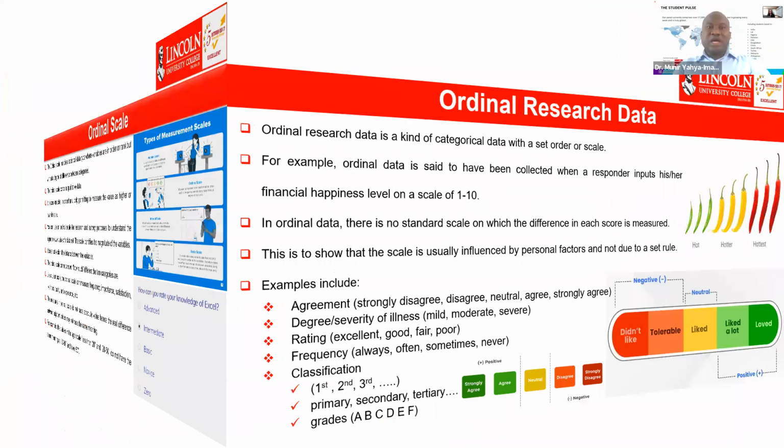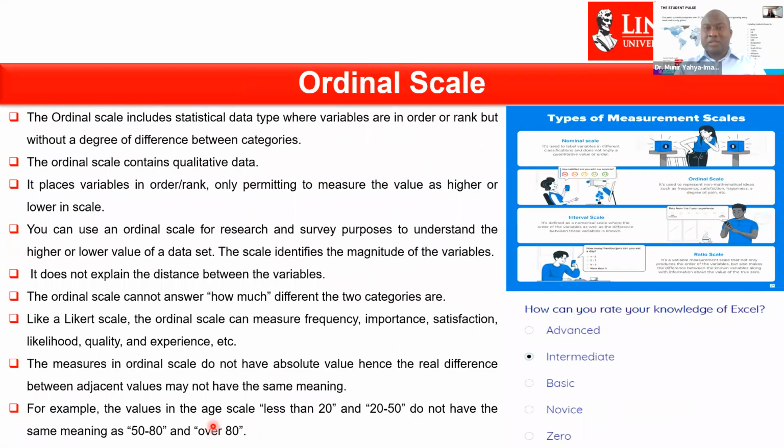Then we also have what is called the ordinal scale. The ordinal scale is a statistical data type where variables are in order or rank, but without a degree of difference between categories. The ordinal scale contains qualitative data. So it places variables in order or rank, only permitting you to measure the value as higher or lower in scale. It doesn't measure the difference.